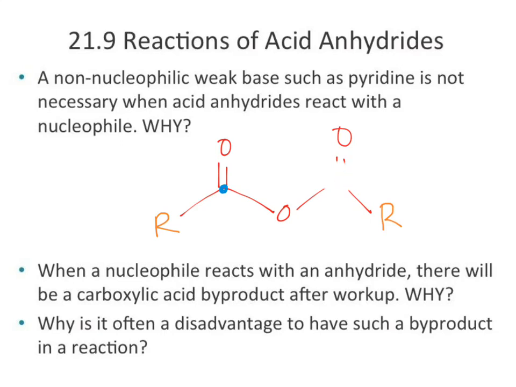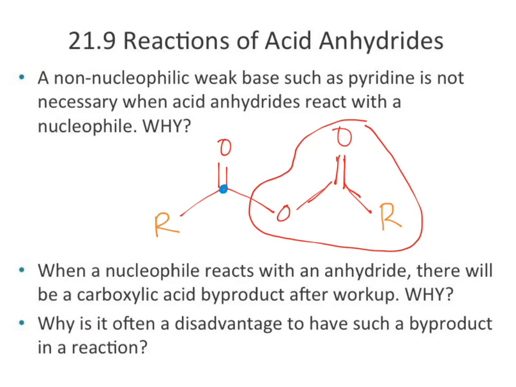Okay, why? What's our leaving group? Well, effectively a carboxylic acid. So when you react your acetic anhydrides, you will always see that carboxylic acid product generated because your leaving group is effectively a carboxylic acid. Okay? This can also be a disadvantage in your reaction. Why?